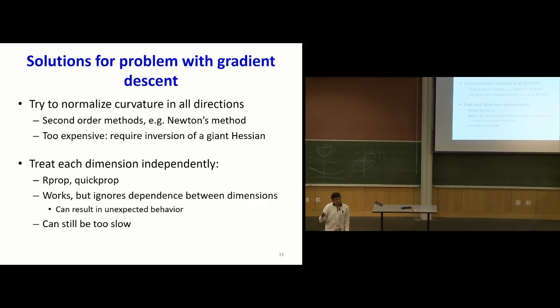So you see why things like rprop and quickprop, which ignore the dependencies between the directions, can lead to somewhat odd behavior. And if you're trying to do simple straight-up gradient descent while ignoring the dependencies between different directions, you see what will happen, right?